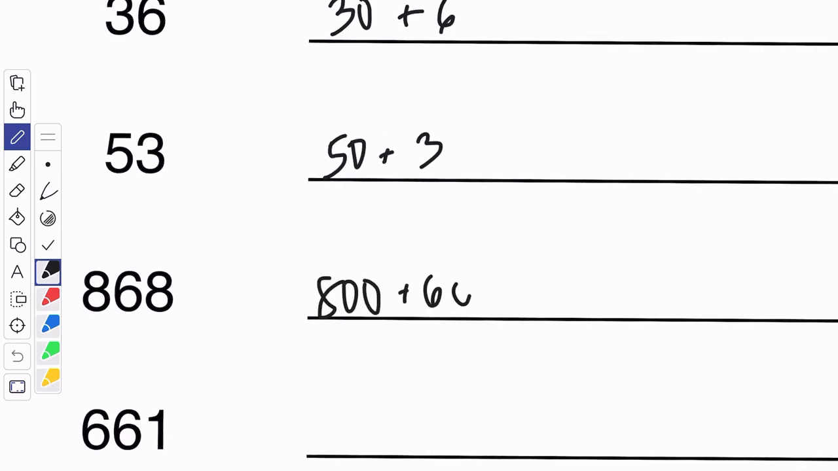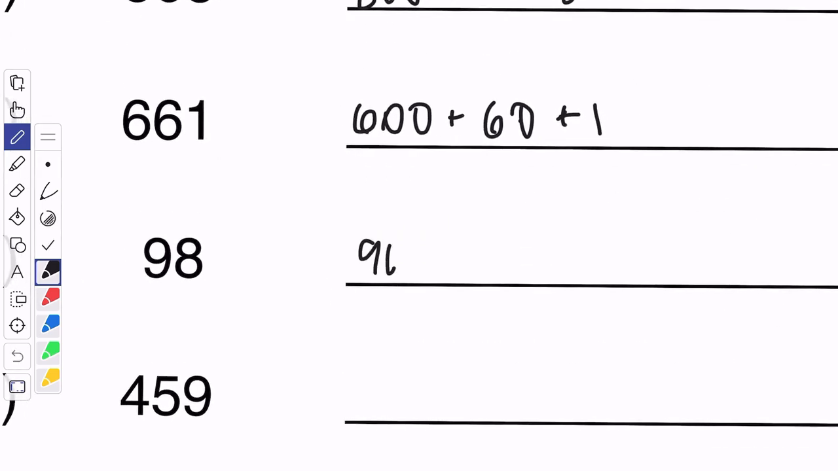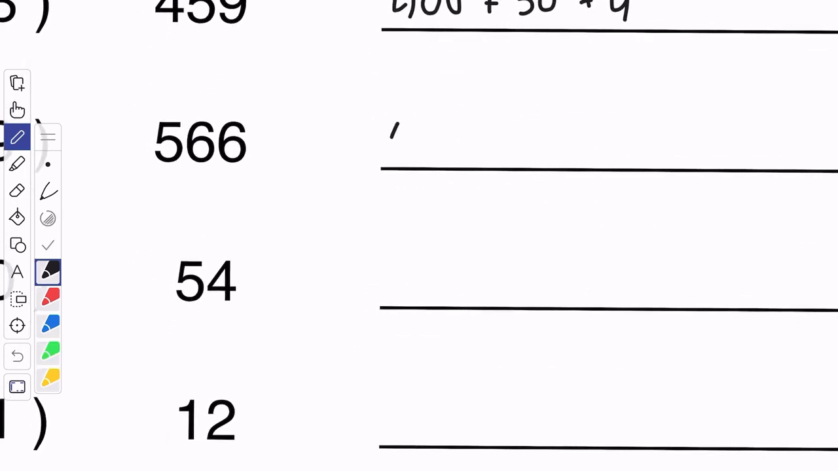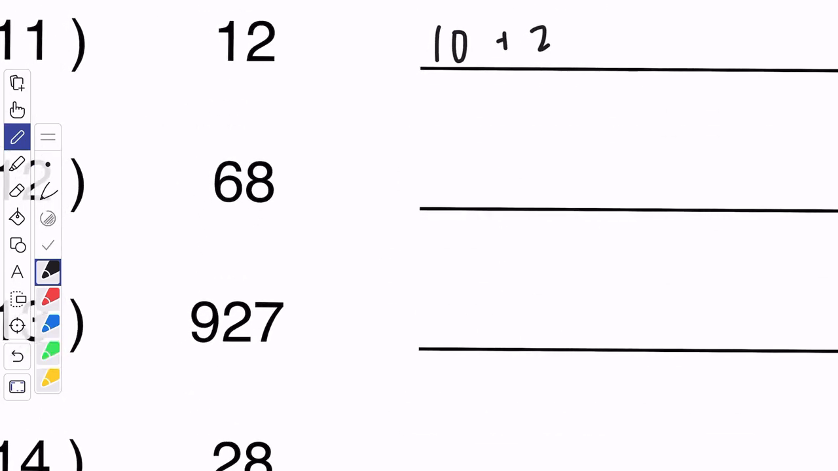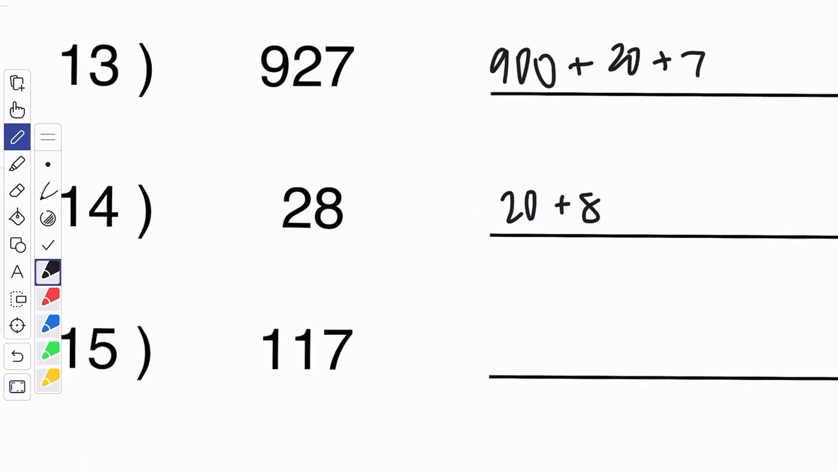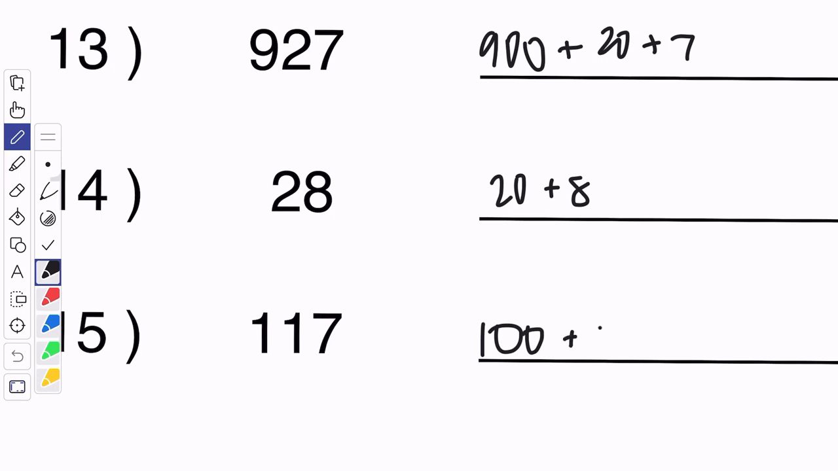800 plus 60 plus 8. We have 600s, 6 tens, and 1 one. We have 9 tens, 8 ones, 400s, 5 tens, and 9 ones. Whoops. We have 500s plus 6 tens, plus 6 ones, 5 tens, plus 4 ones, 1 ten, plus 2 ones, 6 tens, plus 8 ones, 9 hundreds, plus 2 tens, plus 7 ones, 2 tens, plus 8 ones, and 100, 1 ten, and 7 ones.